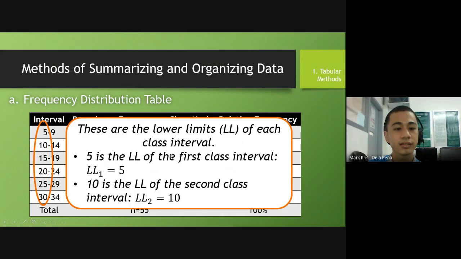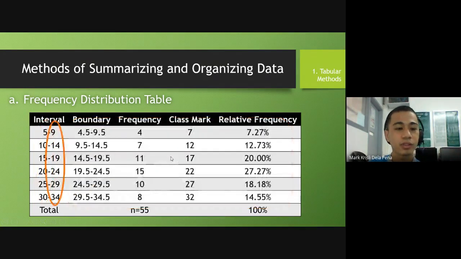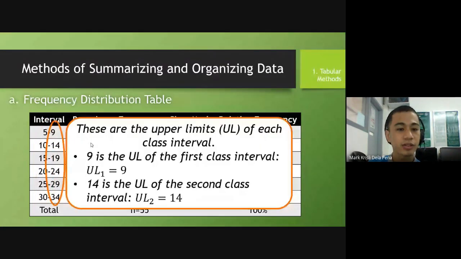The next one are your upper limits. When we say upper limits, these are the largest number in each class interval. 9 is the upper limit of the first class interval. 14 is the upper limit of the second class interval. 19 is the upper limit of the third class interval, and so on.